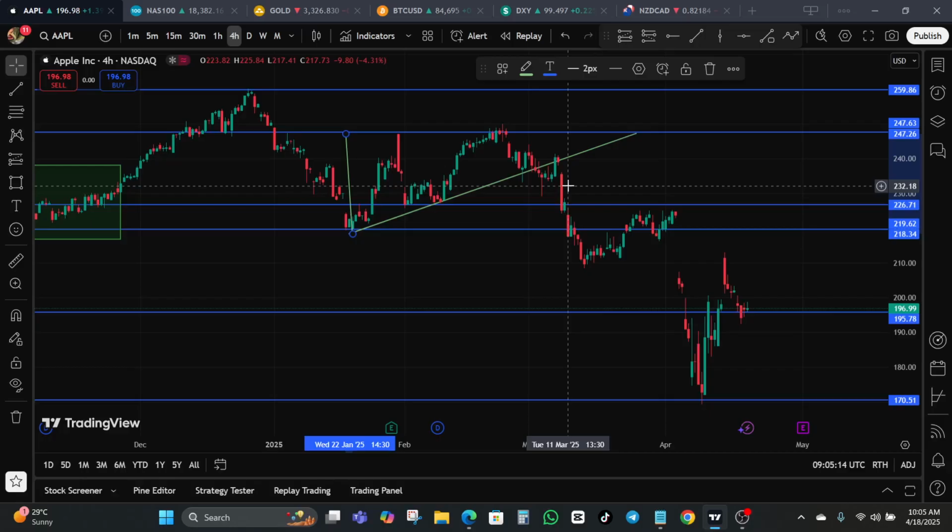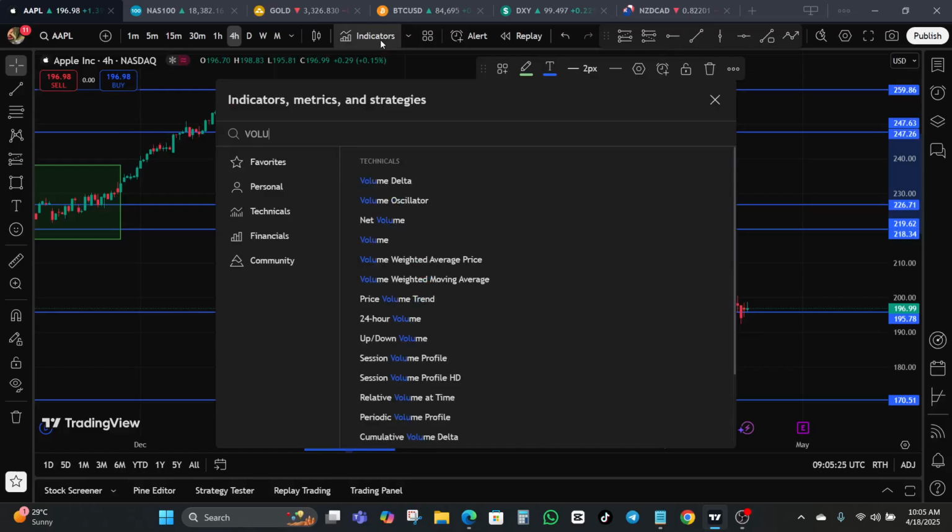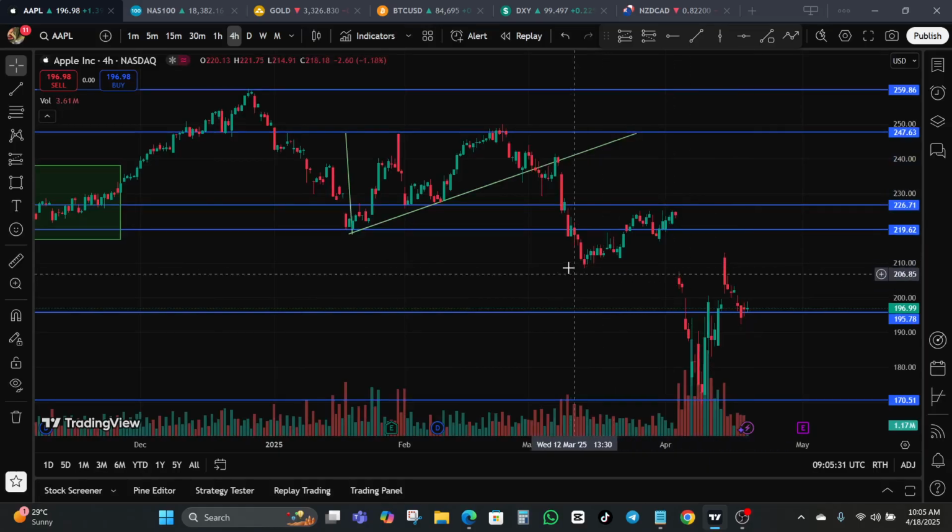For breakouts to be reliable, we need to see a significant increase in trading volume. This is a sign that there is real market interest in the move, which increases the chances that the breakout will continue in the direction of the trend. So for that purpose, we can take advantage of the volume indicator, and we're going to look at what happened during the time of that breakout. So can you see that when this breakout occurred, there was a little increase in volume.